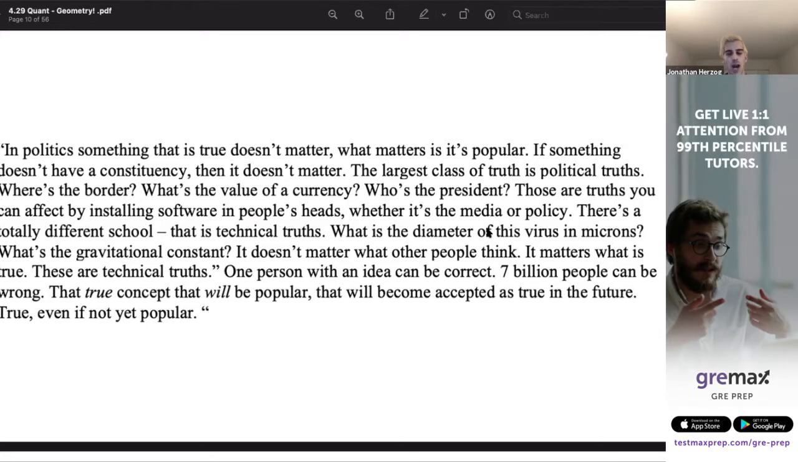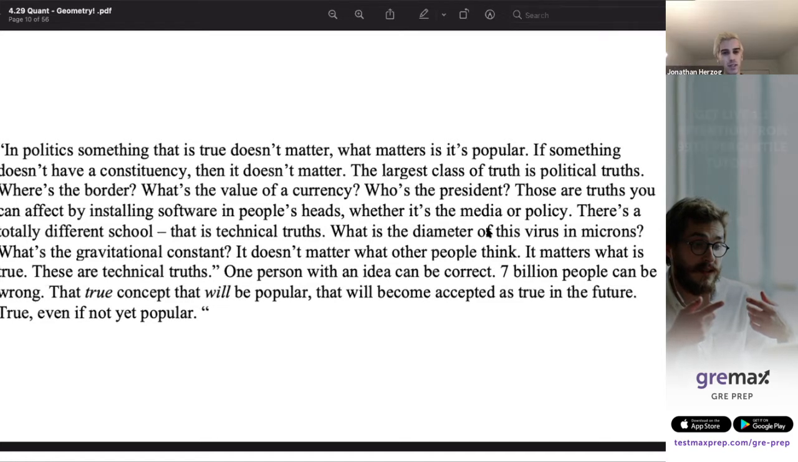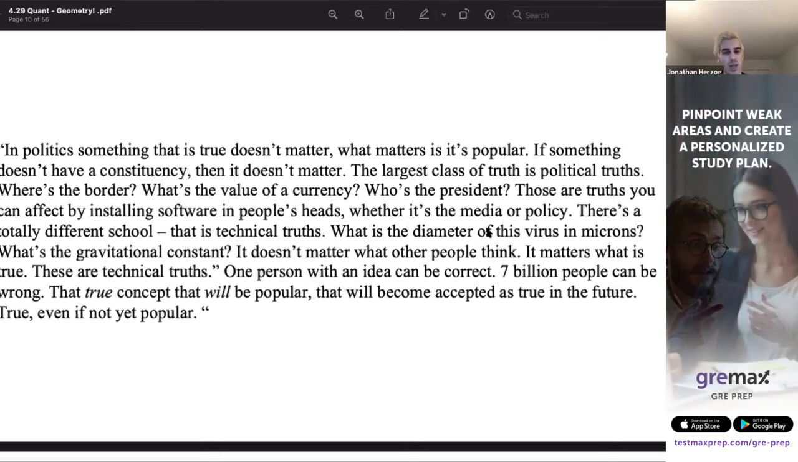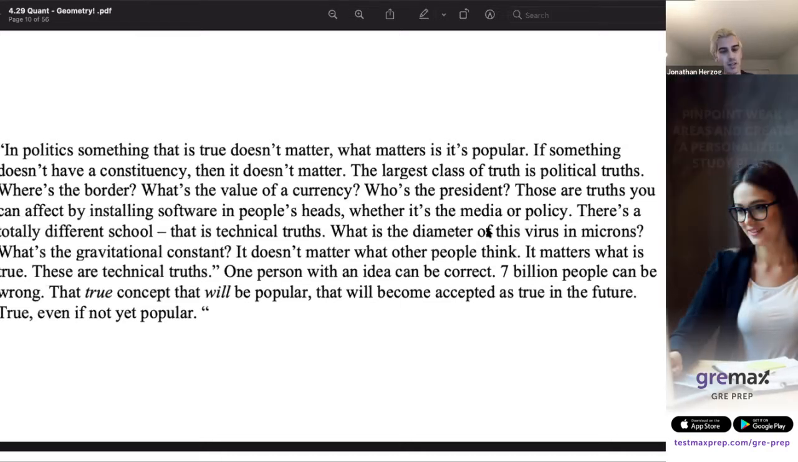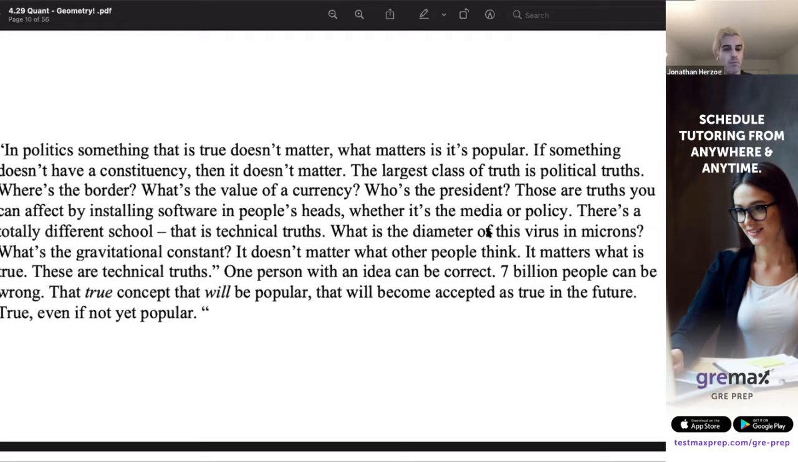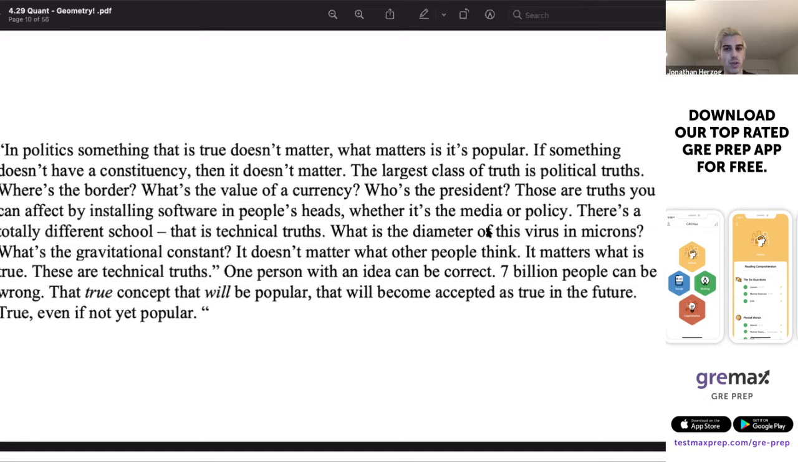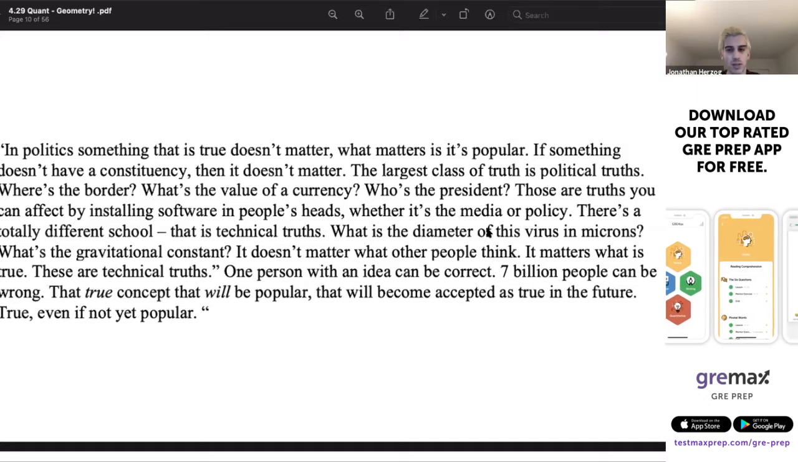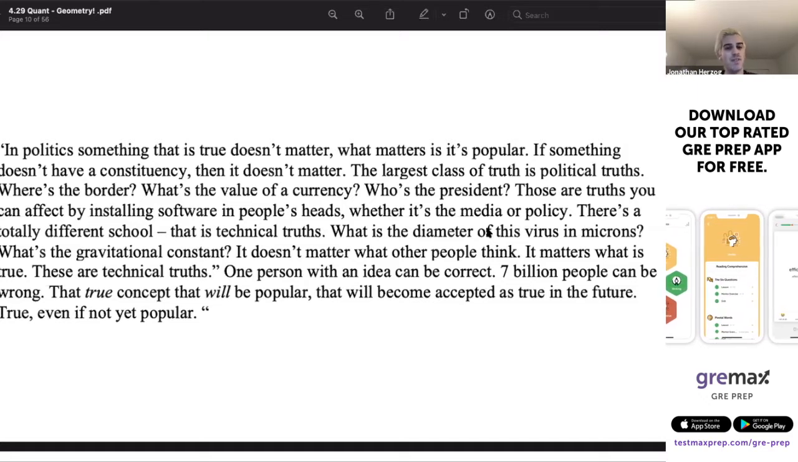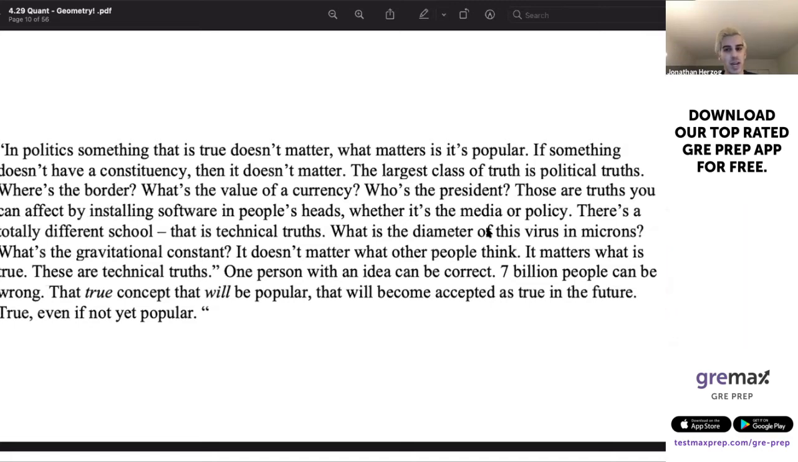at the utility, at the use of going back to our middle school or high school geometry rules and frameworks, because fundamentally, as this big block quote shares with us, in politics, as an example, perhaps what's true may not matter. Maybe it's what's popular. If something doesn't have a constituency, then maybe it doesn't matter. We might call this political truths. So where's the border? Who's the president? These might be truths you can affect by installing software in people's heads.